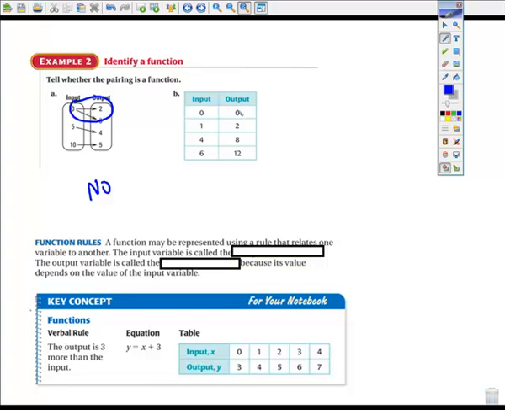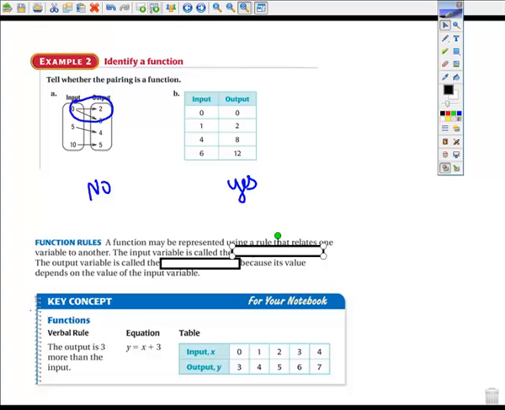And here 0 is only with 0, 1 is only with 2, 4 is only with 8, and 6 is only with 12, so this is a yes. Basically, if your inputs don't repeat, then it's a function. A function may be represented using a rule that relates one variable to another.